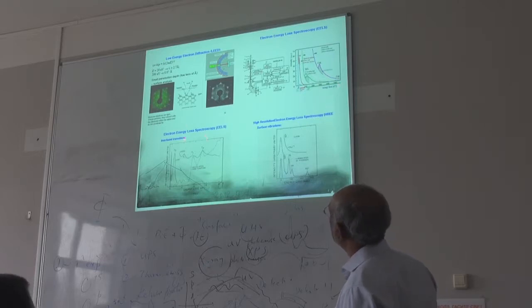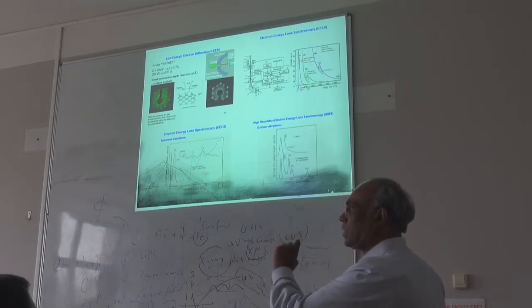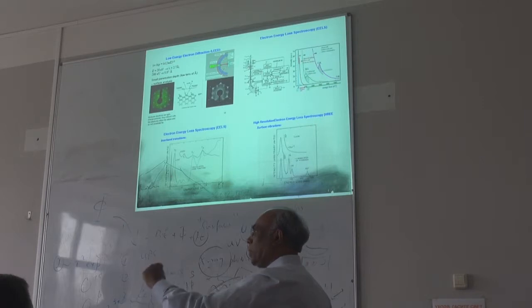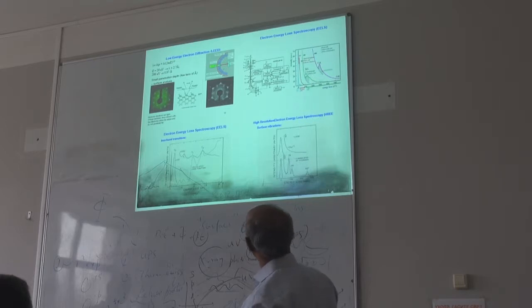Then also you can see some interband transitions, right? Because the incoming electron will lose some energy for the transition. So then you see all those features also coming. Then some surface vibrations, they are happening at low energies, sorry, high energies.